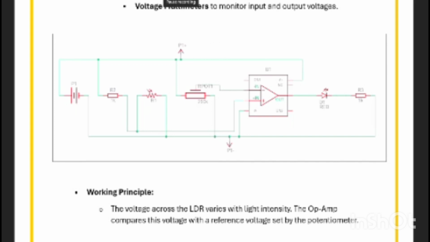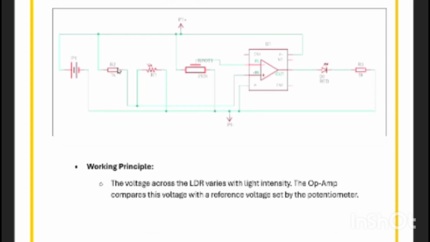Explain how the op-amp compares this voltage with the reference voltage set by the potentiometer. The output of the op-amp then switches based on these comparisons. When the voltage at the non-inverting terminal exceeds that of the inverting terminal, the output goes high, turning the LED on. When the inverting terminal voltage is higher, the output goes low and the LED turns off. Here you can see there is a power supply, the resistor, the LDR which is the light dependent resistor, then the potentiometer, which is the variable resistor, the LED, the ground connection, and the inverting and non-inverting terminals of the op-amp 741. This is the simulation setup in Tinkercad, a user-friendly platform for simulating electronic circuits.